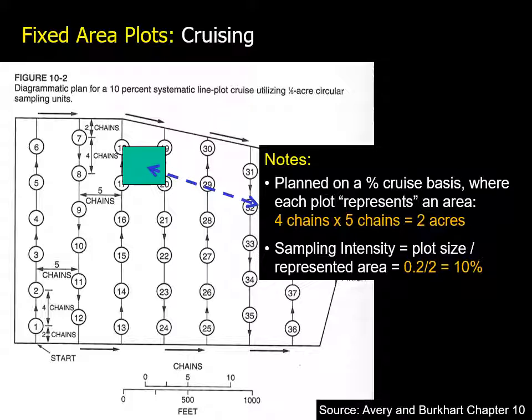So 4 chains times 5 chains gives us 20 square chains, which is the same thing as 2 acres. So at that point, if we look and see that we're inventorying 1/5 acre plots, which is a 0.2 acre plot, divided by 2 acres, tells us we're sampling 10% of this population.